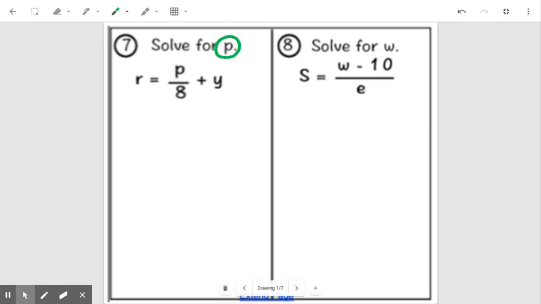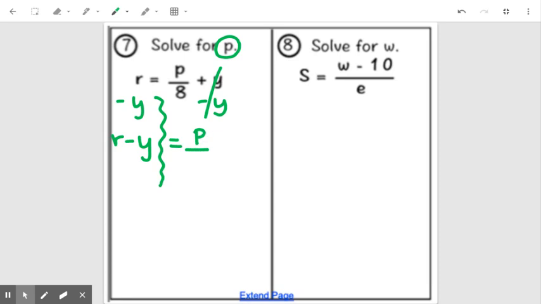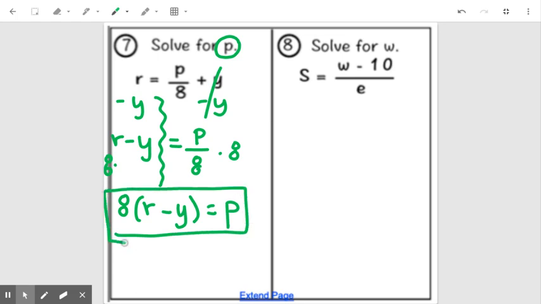So I know I have two things going on. I'm dividing by 8 and I'm also adding y. And the adding y is behind the fraction. So I am going to start by getting rid of the adding y by subtracting y. And this is going to be r minus y equals p over 8. And then since that's dividing by 8, I'm going to multiply both sides by 8. I'm going to write it right here. And I would get 8 times r minus y equals p. And that is my equation solved for p.